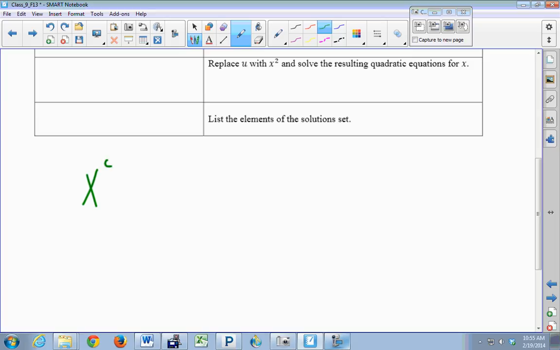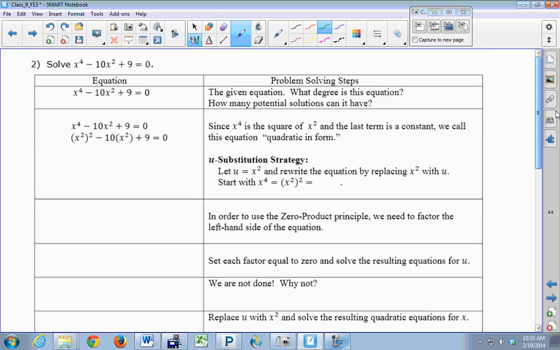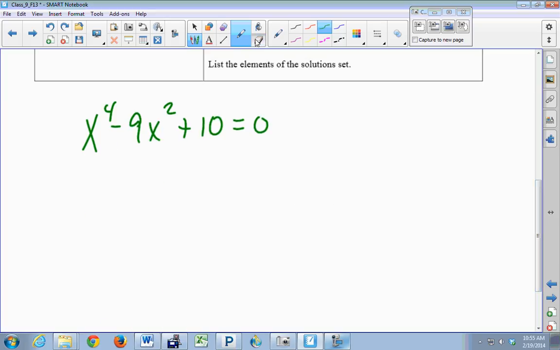If I saw something like this, is that what the equation is, or I got it backwards? 10x and the 9, okay. Thought I had it wrong. 10x and then the 9 here.